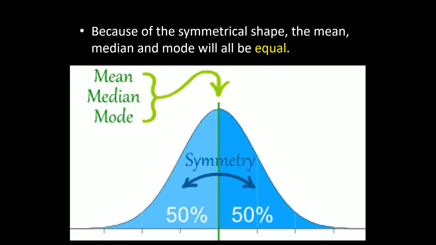So one of the key features of a normal distribution is that it is symmetric. It has approximately equal data on each side. So 50% of the data points will be below the mean, median, mode and 50% will be above. And the mean, median, and mode themselves will all be similar values. Again, in an ideal world, they'd all be exactly the same.